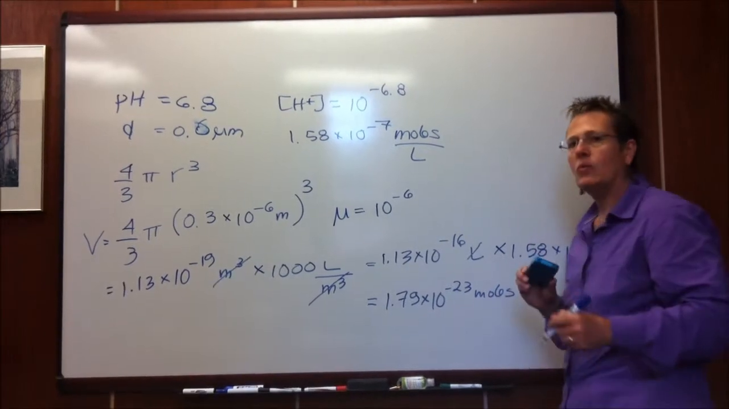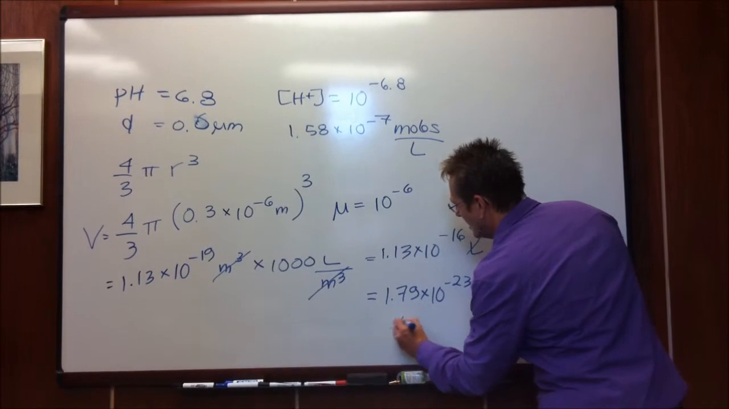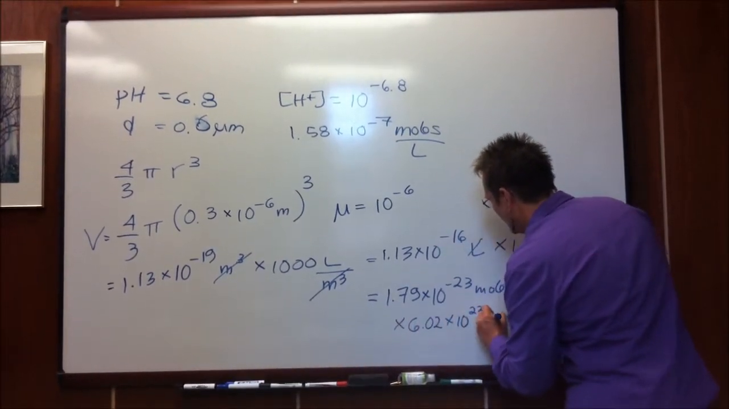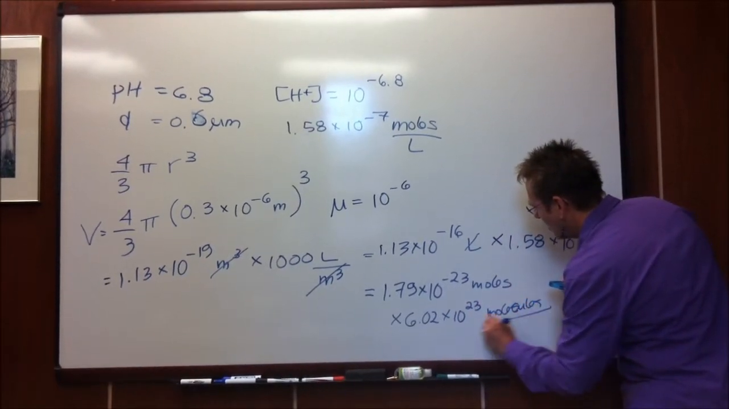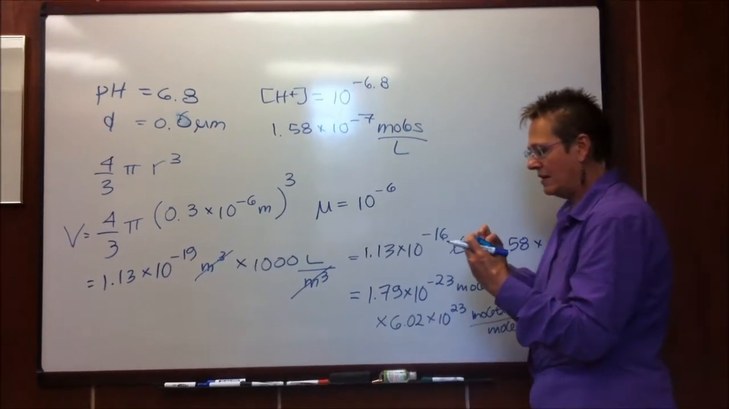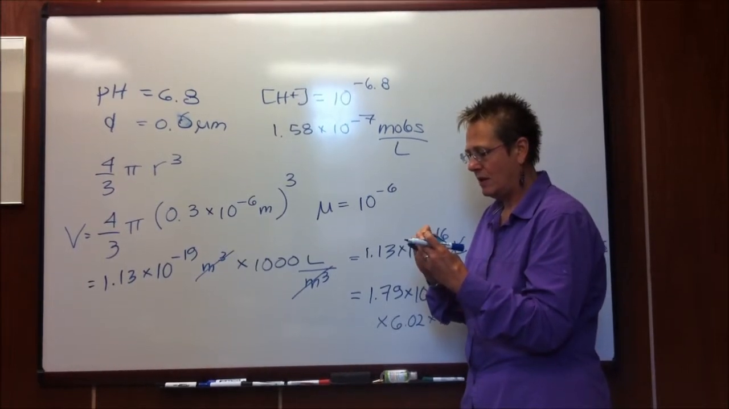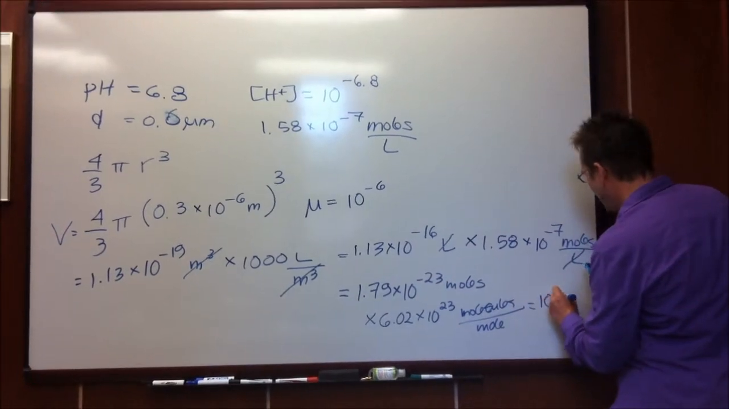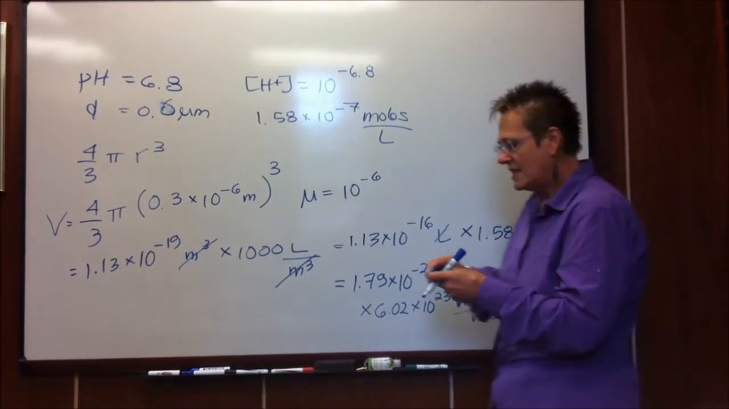Great. But it wants to know the number of protons. So I have to multiply by Avogadro's number, which is 6.02 times 10 to the 23 molecules per mole. And that is going to give me a value of 10.5775, sorry, dyslexic. Okay. That is the answer to the problem.